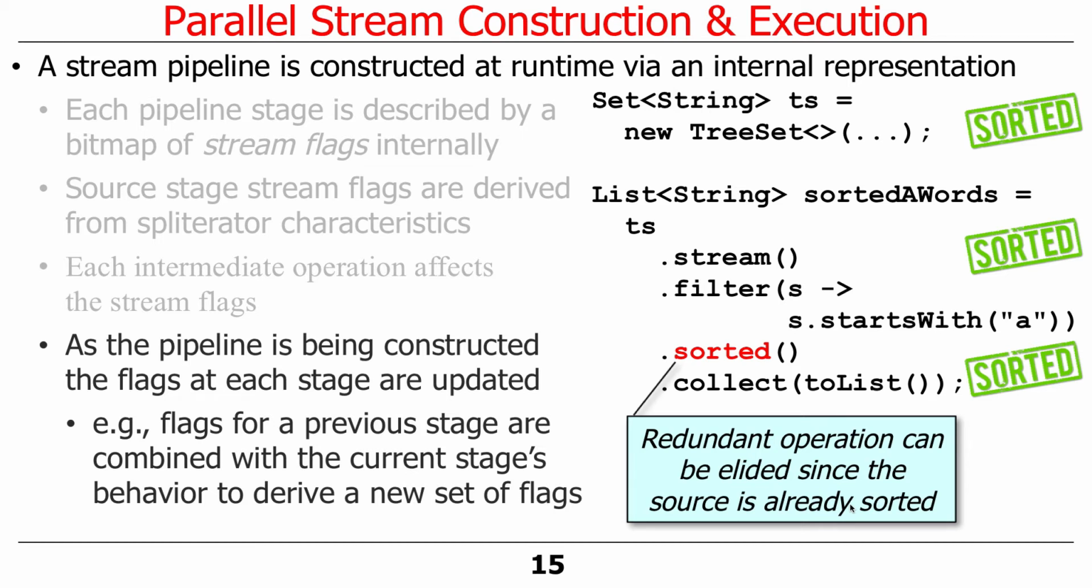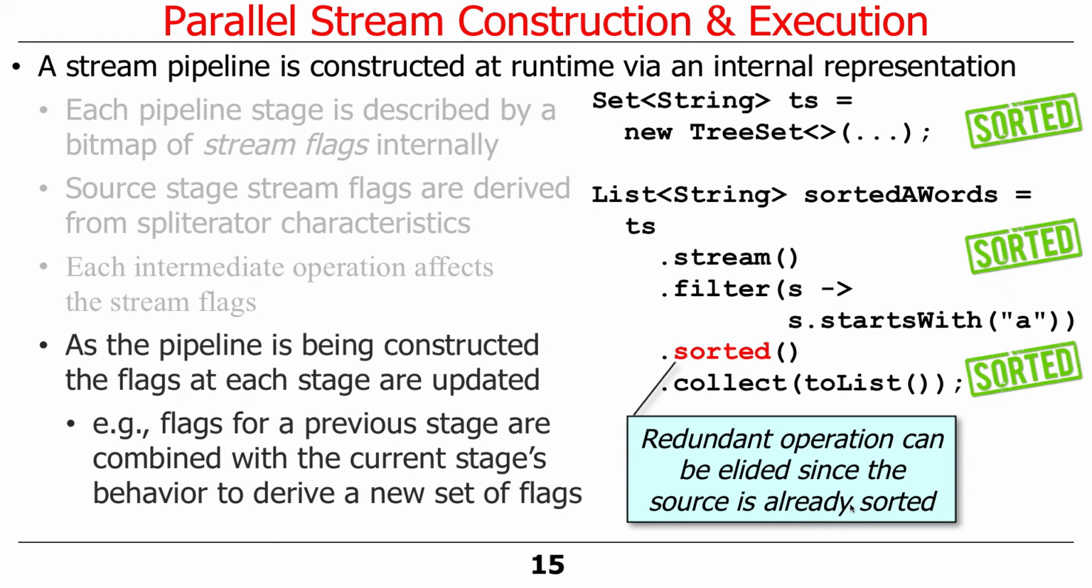If anybody here has ever worked with databases, you've probably heard of a query optimizer, right? So you take a query, especially a complex query, and you go through and optimize it to try to make it faster, just like a compiler optimizer optimizes expressions, right? In this case, we have a streams optimizer that goes through the stream before it starts to run, and it looks for things that can be optimized. So here's a good example. Here we get a TreeSet, and TreeSet is already sorted, right? So the flag is sorted.